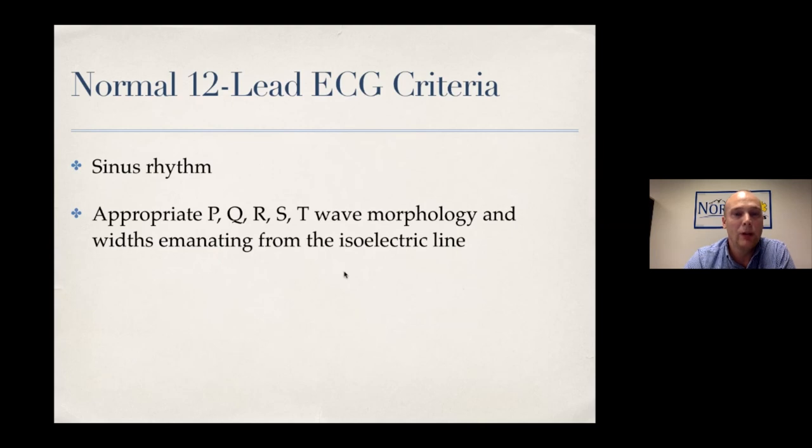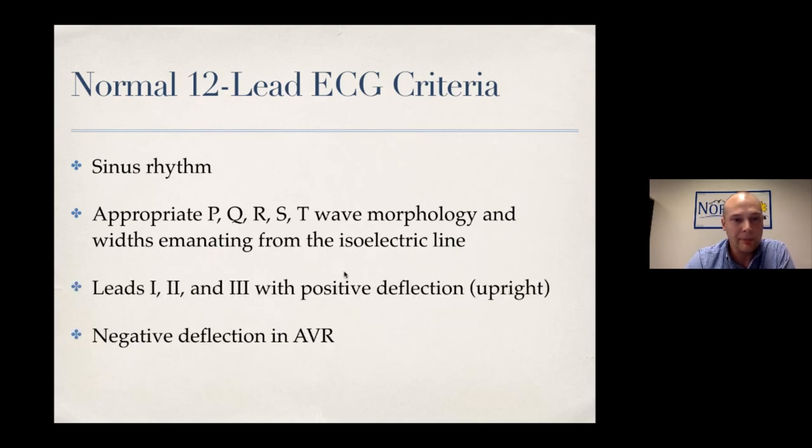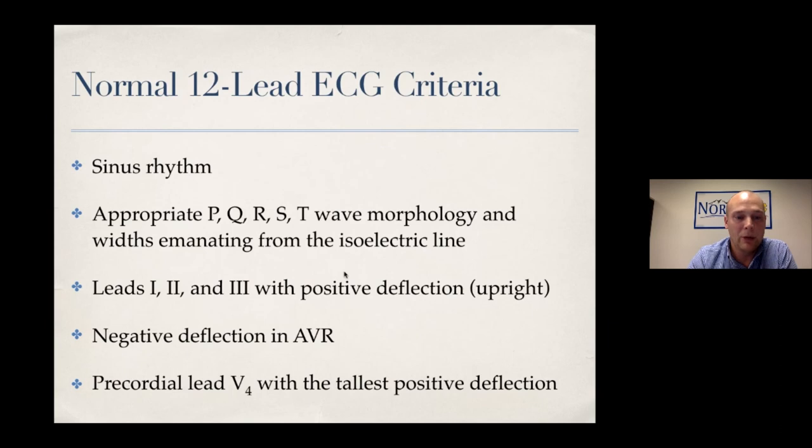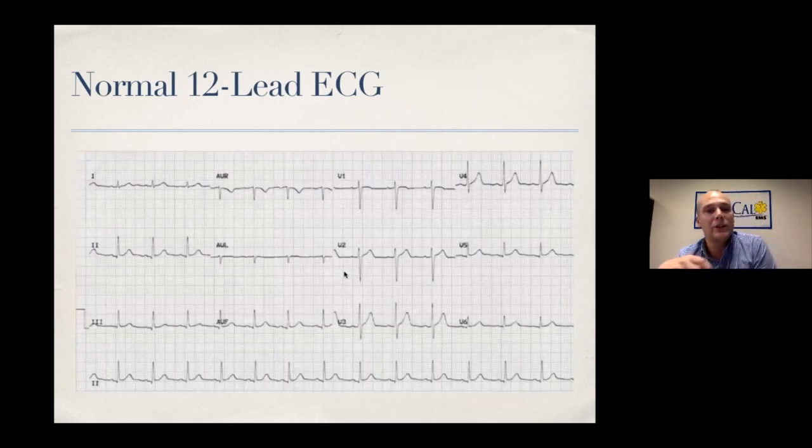If you look at normal EKG criteria, you should have a sinus rhythm, you should have appropriate PQRST waveform morphology. You guys all know the PQRST. Leads 1, 2, and 3 should have positive upright deflection, negative in AVR, and precordial lead V4 should be the tallest deflection. So here's a normal EKG.